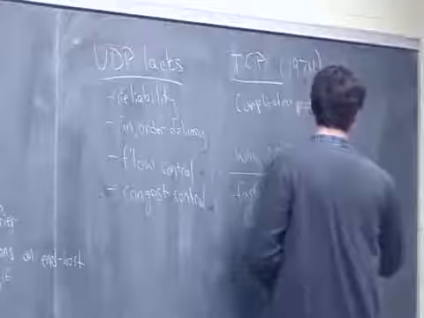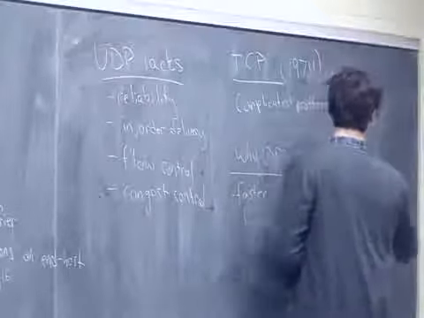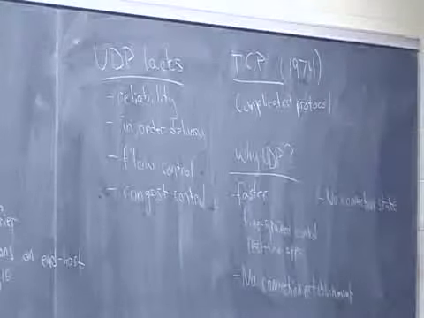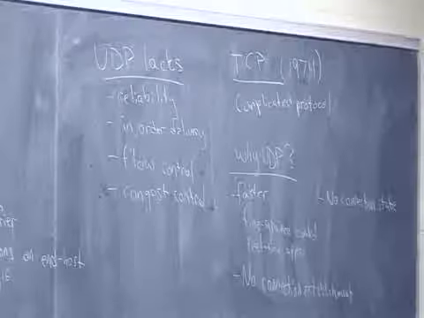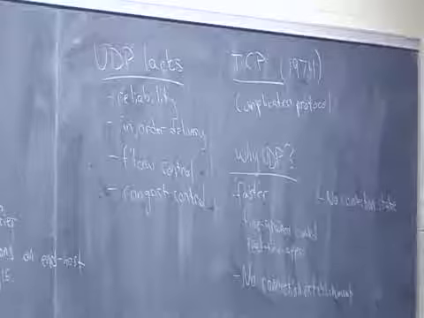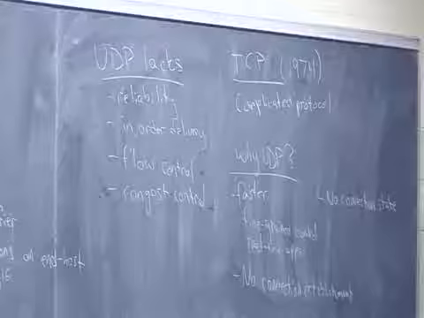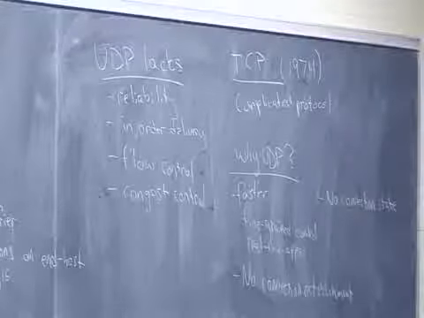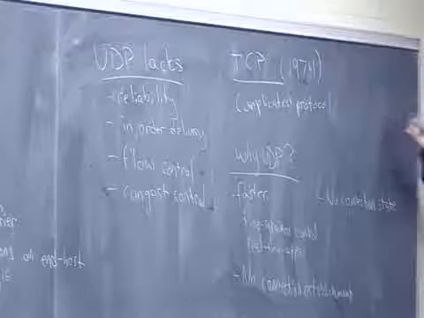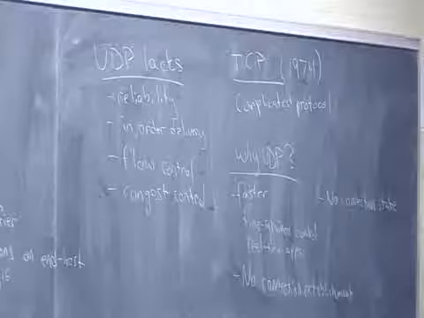Also, there's no connection state. And so without this connection state, there's less overhead. You can imagine if a web server is serving, say, 1,000 clients, all with TCP, then it has to maintain state on each of those clients. And that becomes quite a bit of overhead. We'll see exactly in the next lecture what sort of state is kept. But it can be quite a bit of overhead, and TCP can actually use a fair bit of memory.